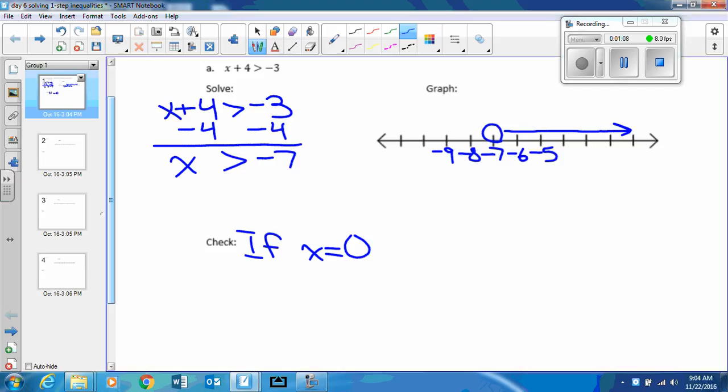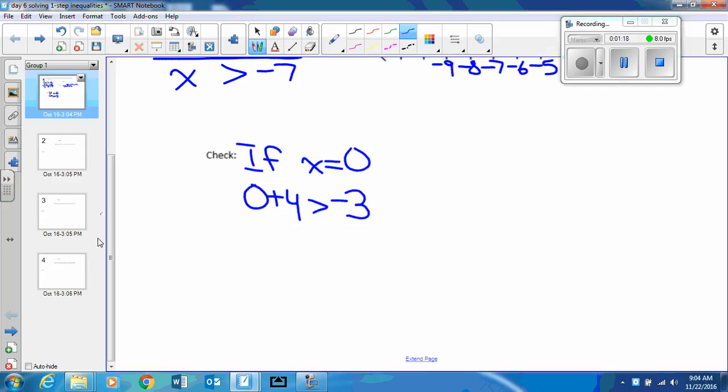check with. So if x equals 0, going back to the original, it would be 0 plus 4 is greater than negative 3. And then when I simplify each side, 0 plus 4 is 4. That is greater than negative 3, so it checks out okay.